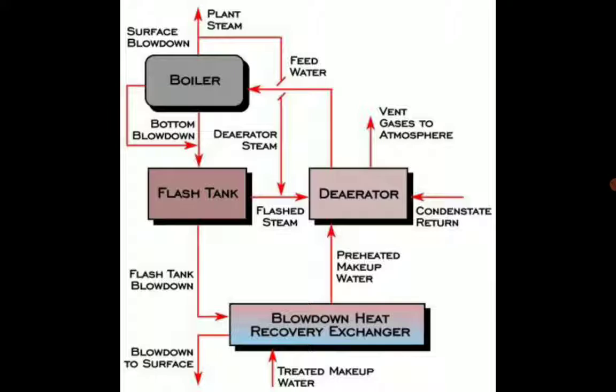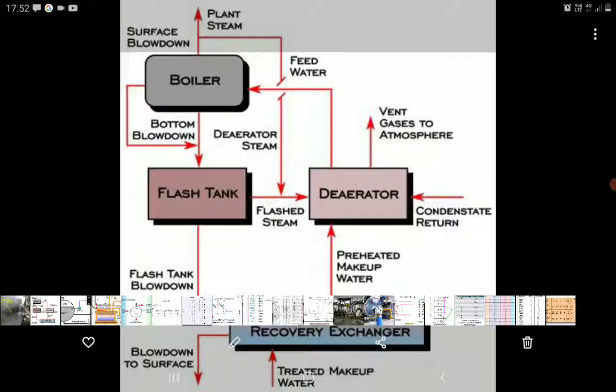Here we have the boiler. In the bottom of that we have the bottom blowdown. From that blowdown it is fed to the flash tank, and then to the deaerator. So this feed water can be circulated to the flash tank, and after the flash tank it is fed to the deaerator. The condensate return water is also fed to the deaerator. What is meant by deaerator? A deaerator removes the dissolved oxygen in your condensed or feed water.